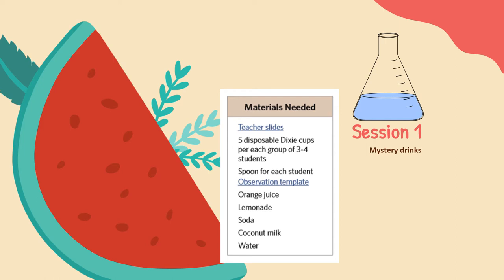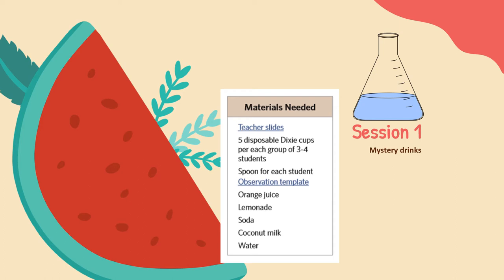Session 1, mystery drinks. So this is a session that we've added in just to tie in some relevance to daily lives of students before we jump into the FOSS investigation stations. So in this specific lesson, pretty much we present students with some mystery drinks. So 4 or 5 different edible drinks that students are going to try and think about.